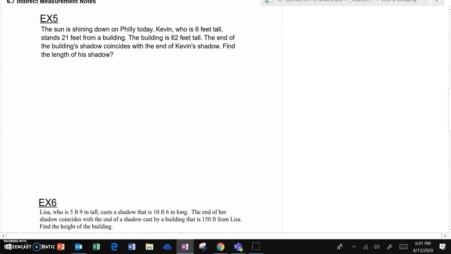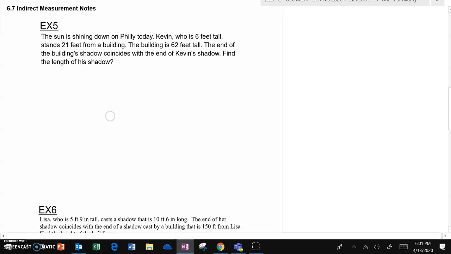And I'm going to let you guys actually go ahead and try example 5. I'm going to get the diagram set up because this is going to be another one where the triangle, or the smaller triangle, I should say, is nested inside of the larger triangle. And I want to make sure you're comfortable with that wording where it says the end of the building shadow coincides with the end of Kevin's shadow. So I'll go ahead and get you started on the diagram, and then you guys can solve this.